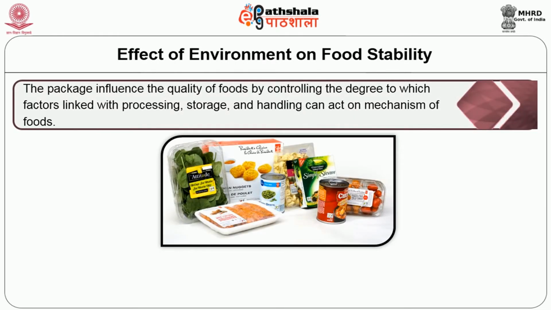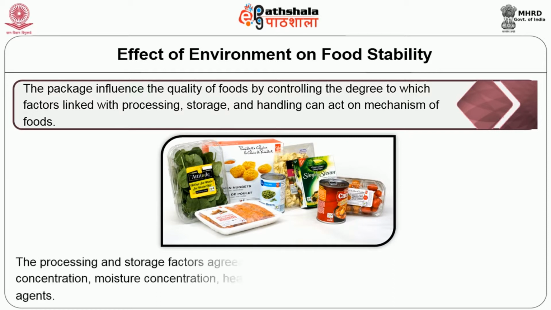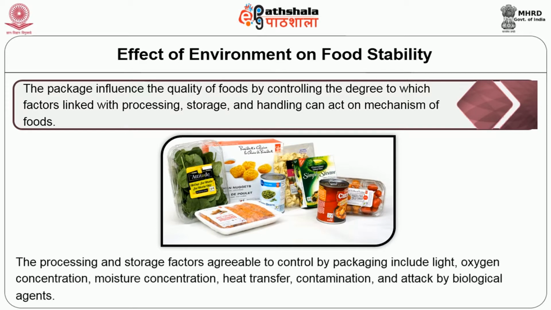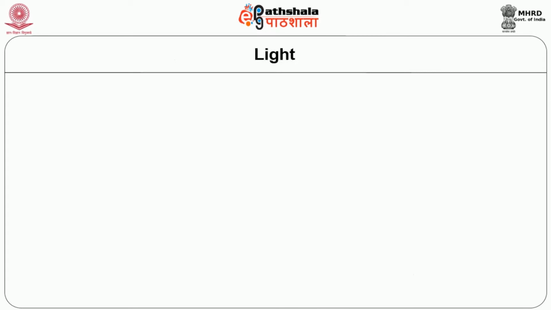The package influences the quality of foods by controlling the degree to which factors linked with processing, storage and handling can act as mechanisms of spoilage of foods. The processing and storage factors amenable to control by packaging include light, oxygen concentration, moisture concentration, heat transfer, contamination and attack by biological agents. Under that, first one is light.